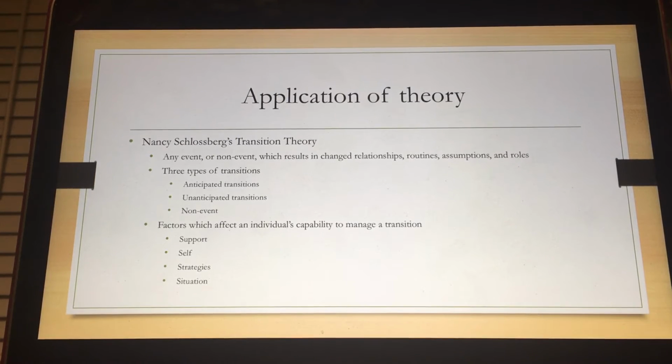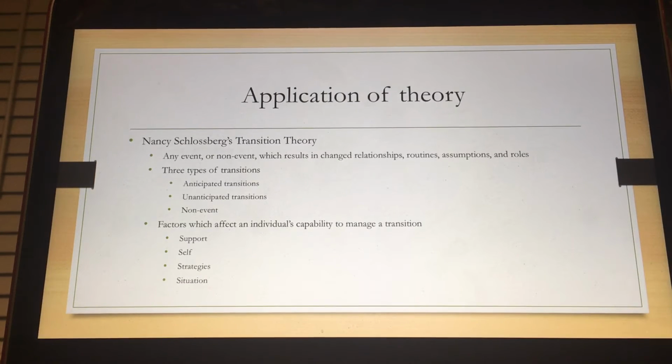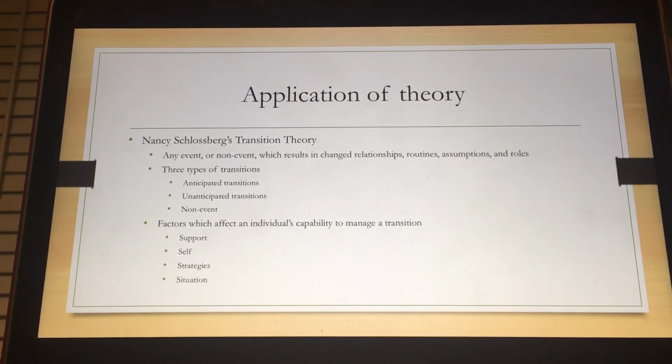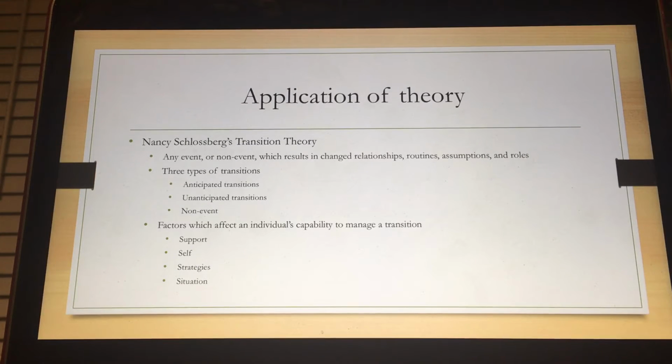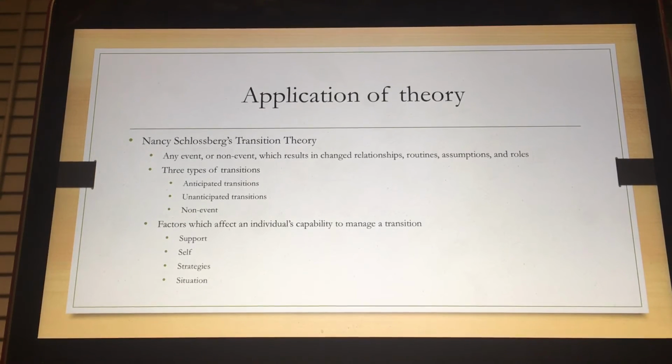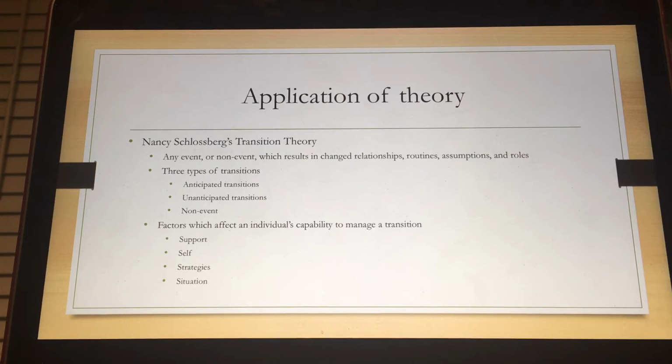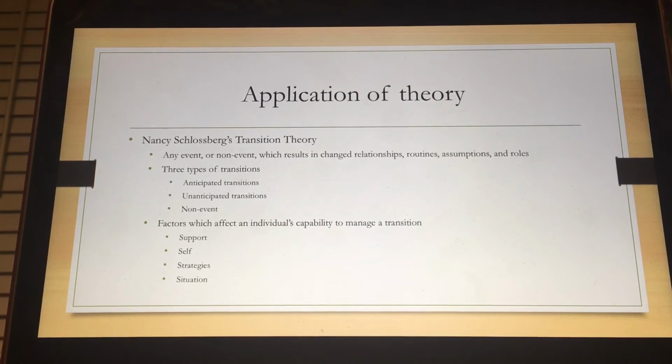The second is self, which is crucial as it encompasses psychological resources and personal as well as demographic characteristics. An international student might have an awful time coping with transition due to having an ongoing problem with anxiety. The third is strategies, which is how someone might deal with the transition. For instance, counseling is a strategy which international students use to deal with transitions. And lastly, the fourth is situation, which looks at what is happening as a whole.